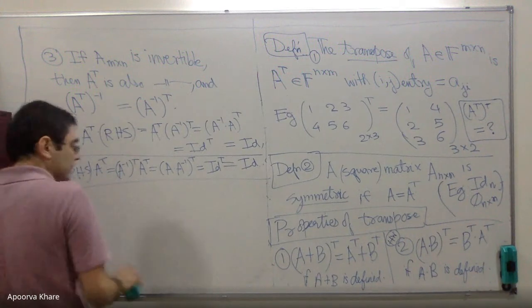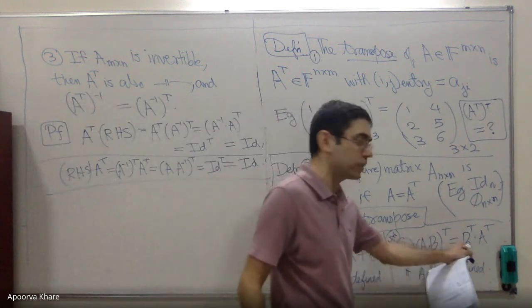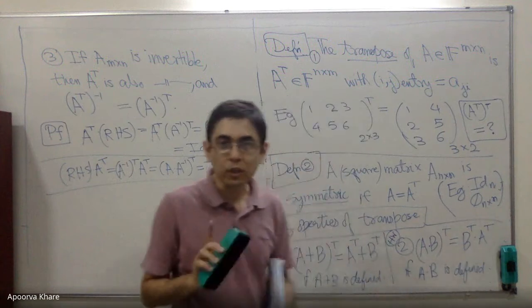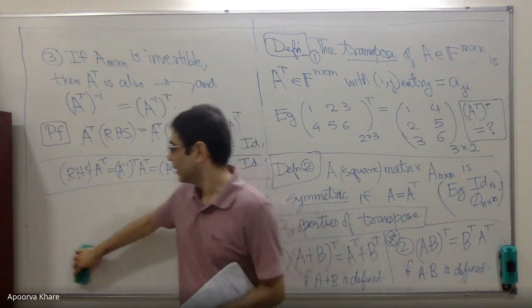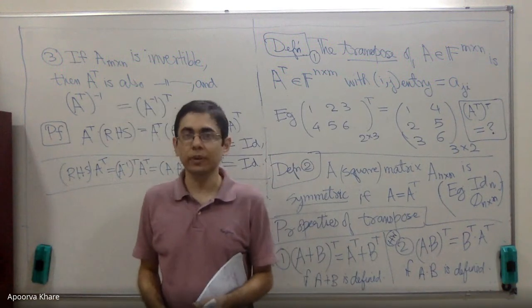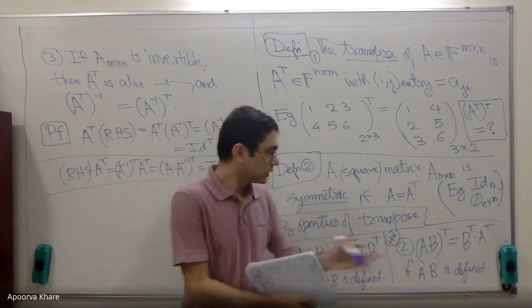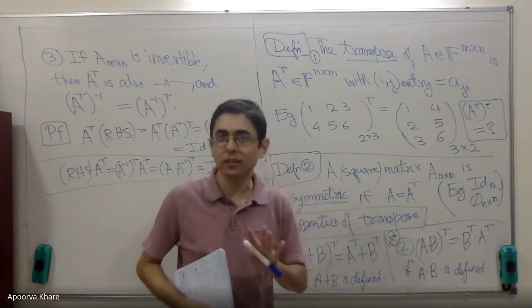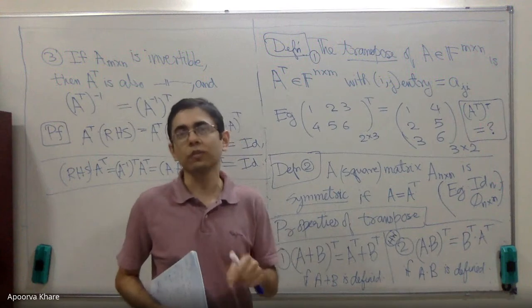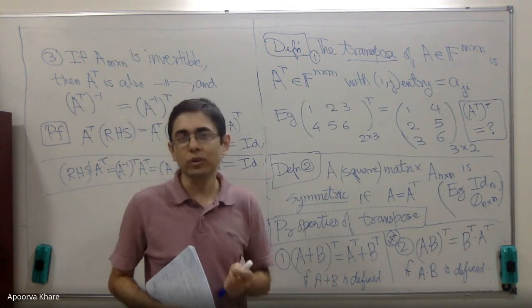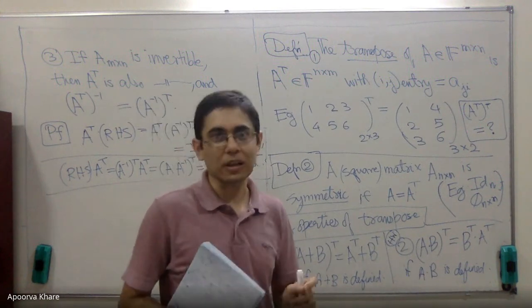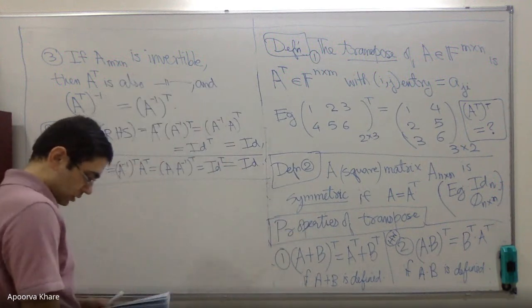So now, given that this is true, if you know this property, and if you have calculated entry by entry that the product of two upper triangular matrices is upper triangular, then using this, without a single other calculation, you can prove that a product of two lower triangular matrices is lower triangular, without using entry by entry calculation. So that's one very nice thing.